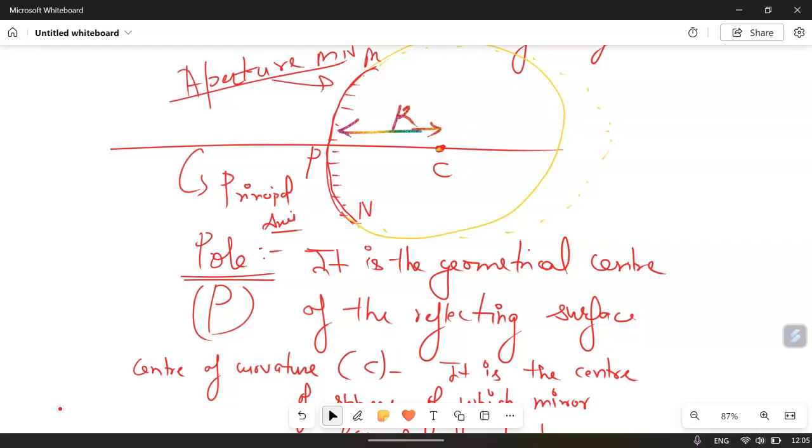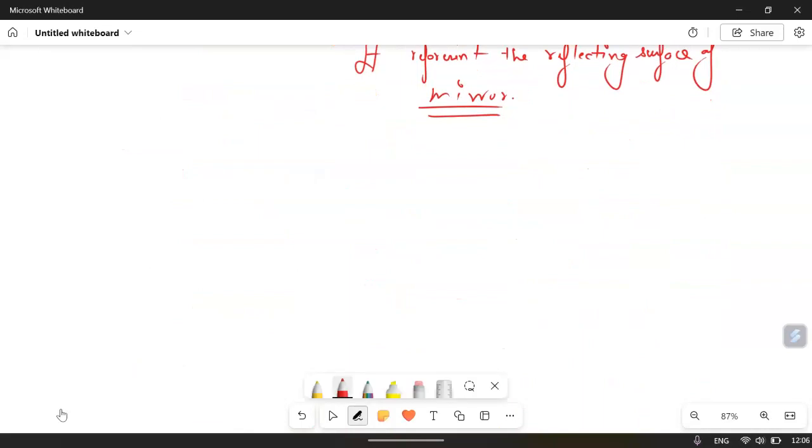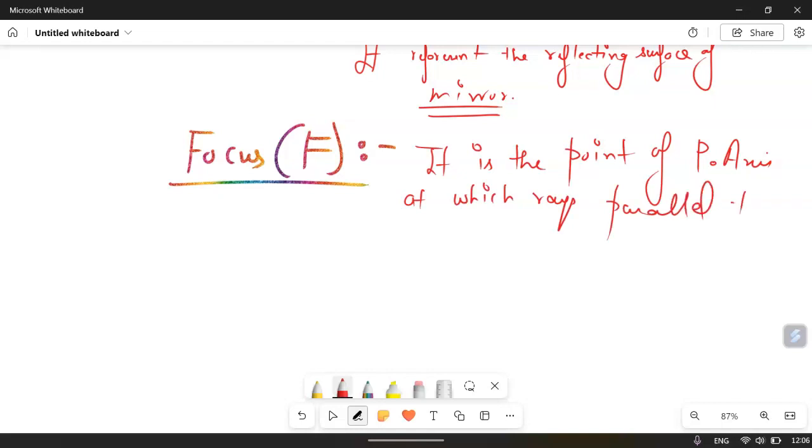Next we are going to discuss focus. Focus is between P and C always, in a concave as well as in a convex mirror. Focus is represented by capital F. It is the point of the principal axis at which rays parallel to the principal axis meet.